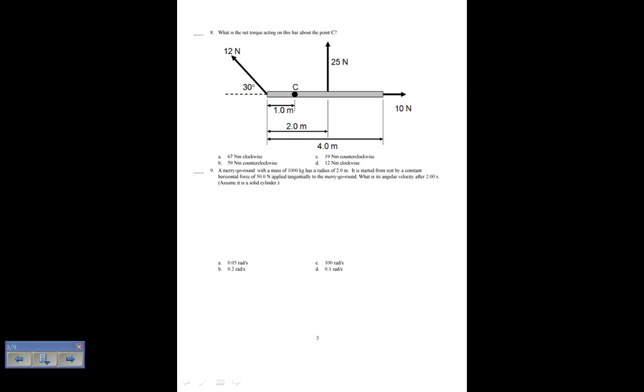What is the net torque acting on the bar about the point C? I just want to add up all my torques. I have 3 forces. I'll call this force 1. The torque provided by this force causes motion in this direction, which is clockwise. So torque 1 is negative. Torque 2 causes motion in this direction, which is counterclockwise. So torque 2 is positive. And then torque 3, the angle here is 90 degrees.